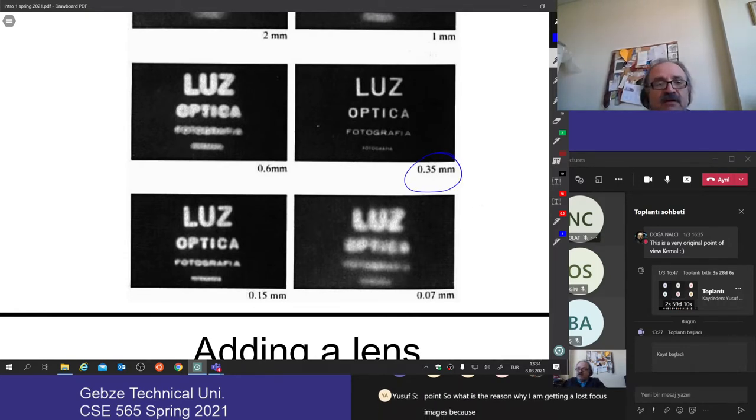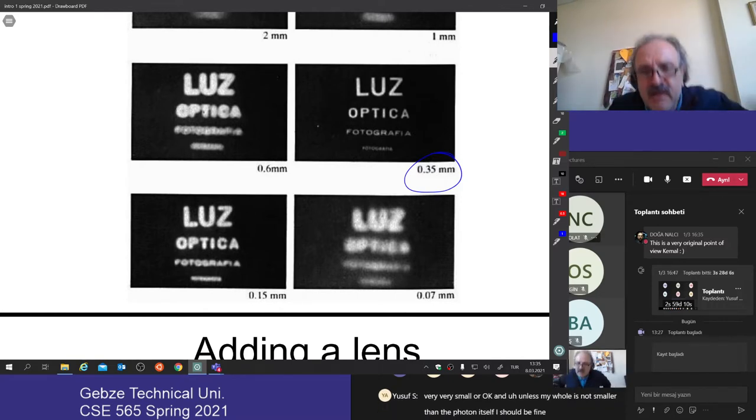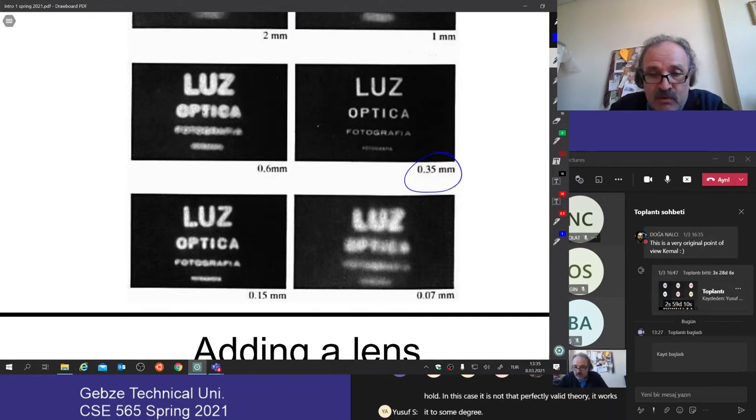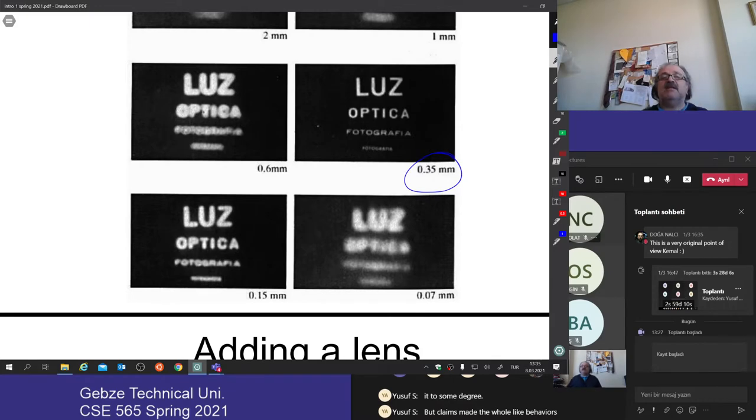Because of our theory that light travels along a line. What we are assuming is that the photon, the smallest particle of light, is very, very small, and unless my hole is smaller than the photon itself, I should be fine. It doesn't work because our theory of light traveling on a straight line does not hold in this case. It is not a perfectly valid theory. It works to some degree, but to explain the whole light behavior, it doesn't work.